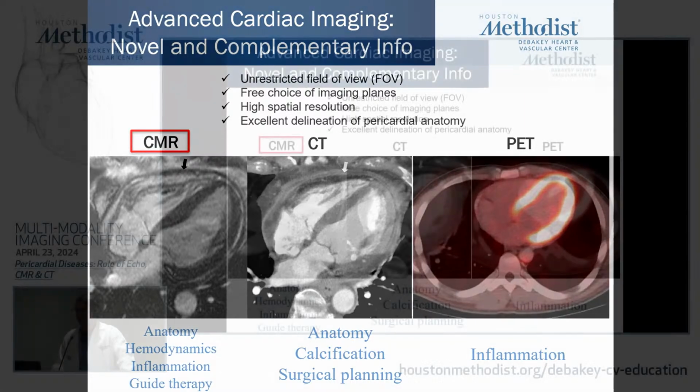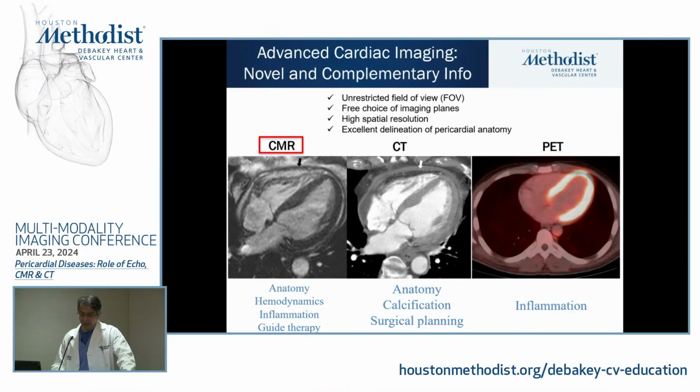CT is good. It has, as you know, very good spatial resolution. So you'll definitely see the pericardium, you'll see anatomy, and you'll definitely see calcification. It's the best test for calcium. It's great for surgical planning, but its problem is that you really can't appreciate hemodynamics. And then we'll talk briefly about cardiac PET, where there are some case series, and we've actually seen some in our own lab, where you can pick up pericardial inflammation on some of our FDG studies.